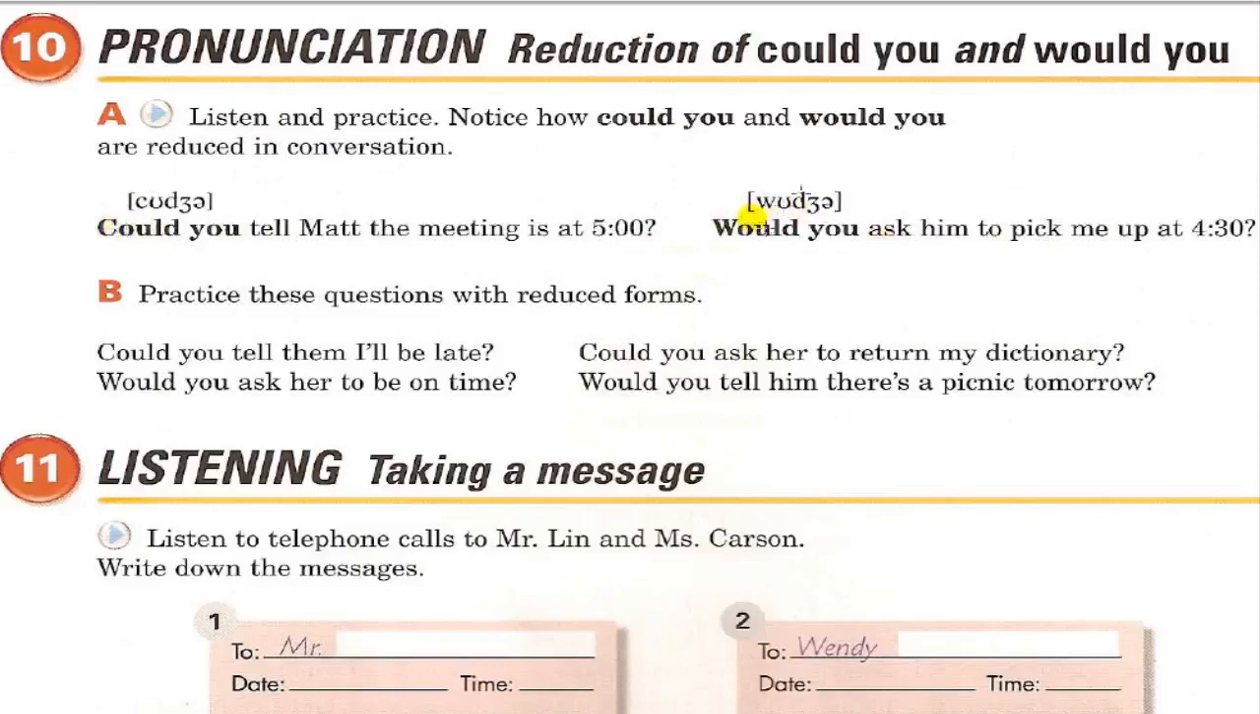Exercise number 10. In this exercise, could you becomes "could you," would you becomes "would you." The L is silent in could you and would you. And then we make a link between the D and the Y. Could you, would you.